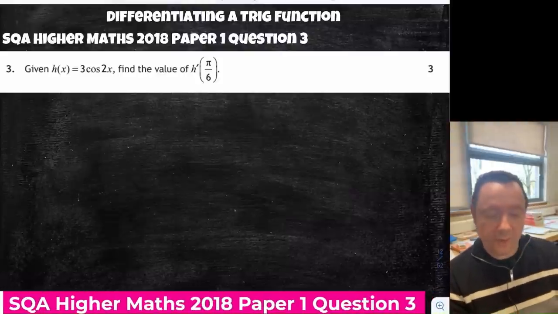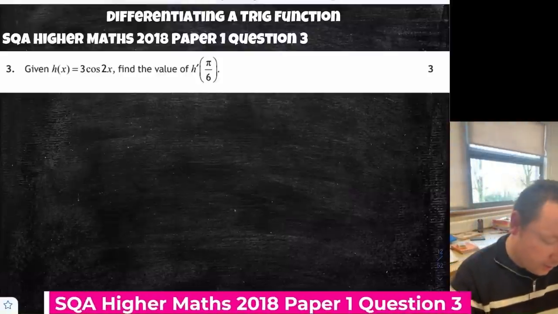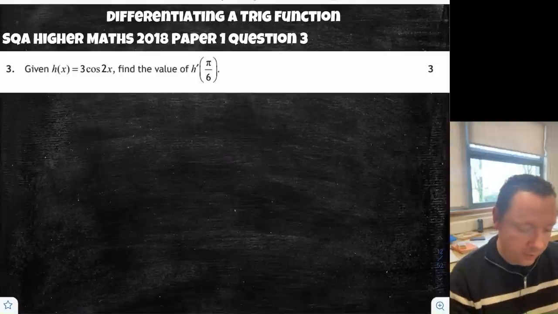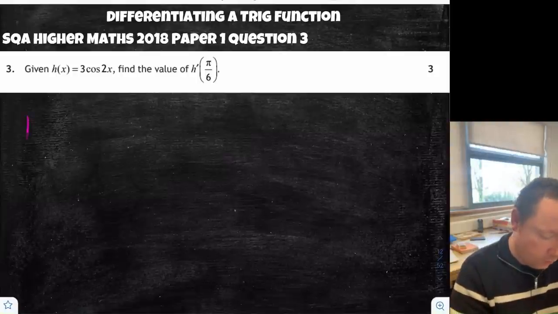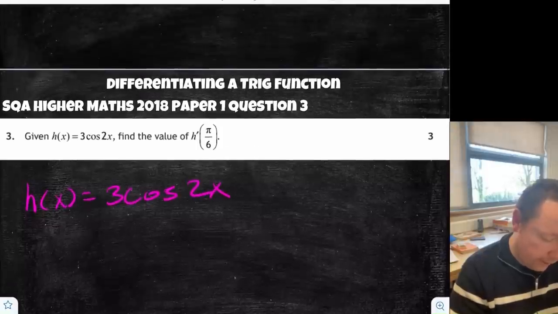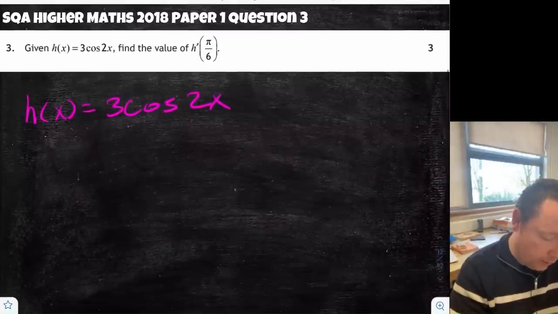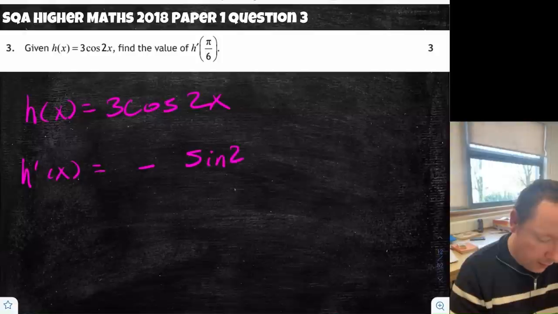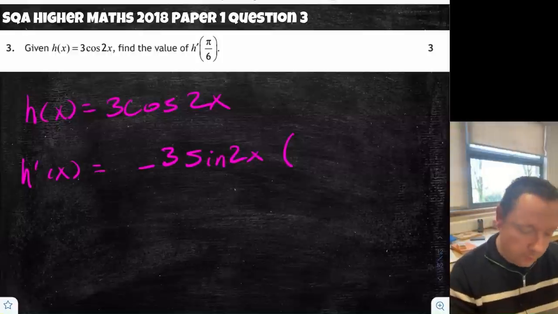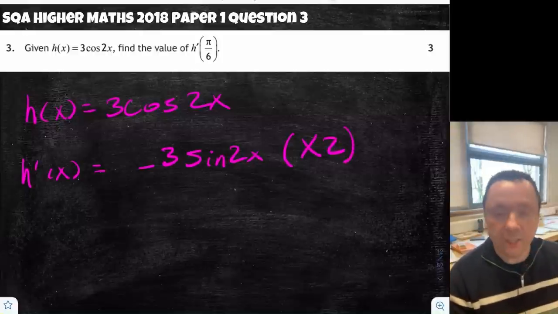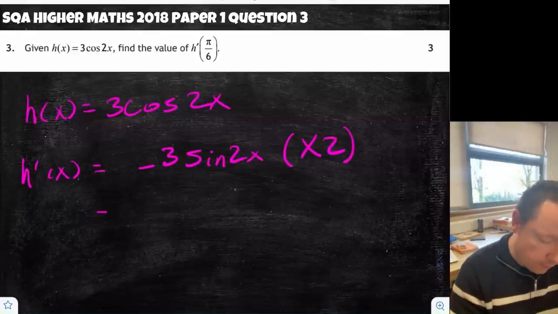SQA Higher Maths 2018, paper 1, question 3. h of x is 3 cos 2x, find h dash pi over 6. So if h of x is 3 cos 2x, then straight away you can just do h dash x is equal to minus 3 sine 2x, but then we need to times by 2 because we need to differentiate the 2x part as well. So that's minus 6 sine 2x.